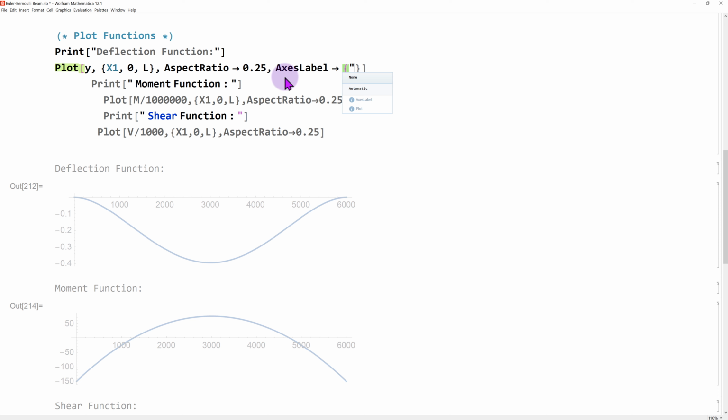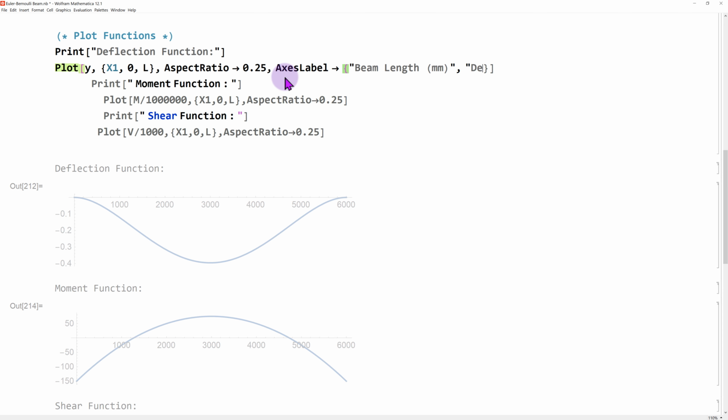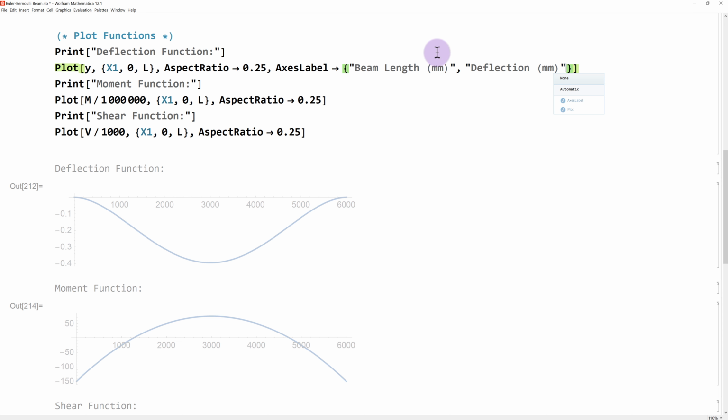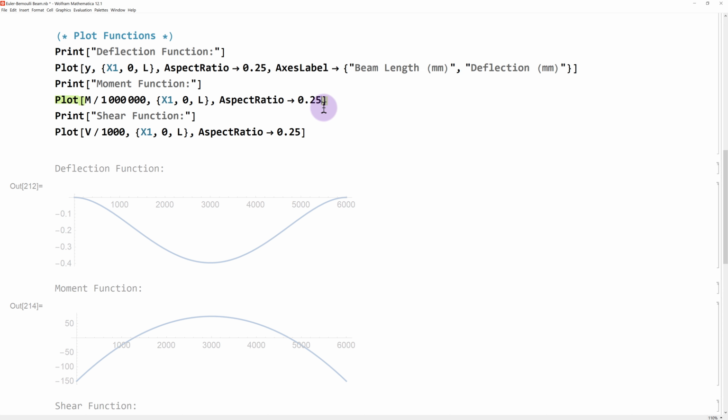So the x-axis in all these cases is beam length. So I'm just going to go beam length. And then I usually like to put the units. Of course, it's in millimeters. And I'm going to go comma. What is the y-axis? Well, in this case, it is deflection, also in millimeters, just like that. And what I'm going to do is copy this and just add it to the other graphs. If I was smart, I would have done the axis label originally. Therefore, it would have just kept getting pasted.